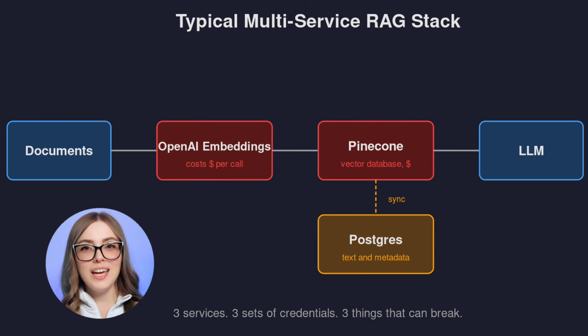Meanwhile, the original text and the metadata about each chunk have to live in a database too, so you actually end up running Postgres or some other relational database alongside everything else. And because your vectors and your text now live in two different systems, you need a sync process to keep them lined up whenever a document gets added or updated. So you end up with three services, three sets of credentials, and three things that can break independently of each other. If you actually look at what's happening, it's all just data operations.